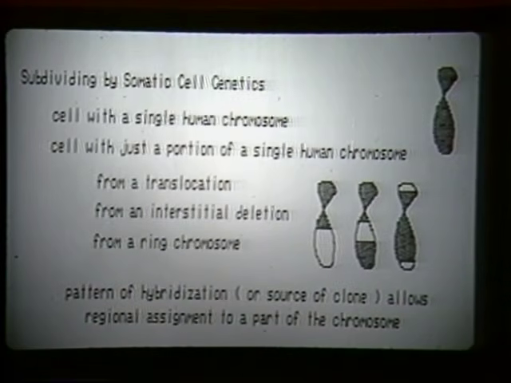The way in which this is done is shown here, for example, for somatic cell genetic methods. You take a cell with just a single human chromosome, or if you're really lucky, you take cells that have just portions of human chromosomes. They may have just the upper 2/3 from a translocation, or they may be missing something in the middle from an interstitial deletion, or they may be circular and be missing the ends.